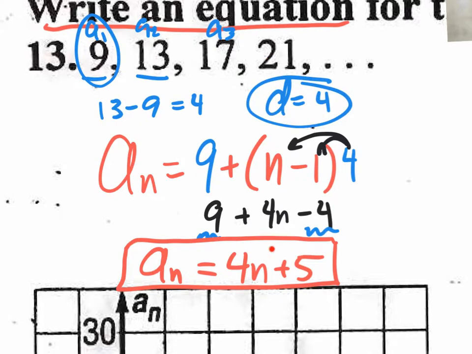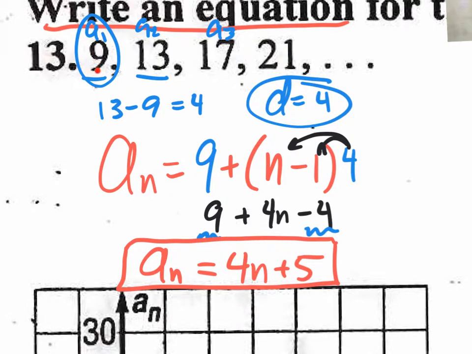Let's say you're not too sure about your work. Let's say you're like, I probably got this wrong. You could always verify that you did it right by looking at a sub 1 and knowing it's 9. That would mean that a sub 1 has to equal 9. And a sub 1, that means you need to plug in a 1 right here. So 4 times 1 is 4, plus 5, it really is 9. That's right there on the list.